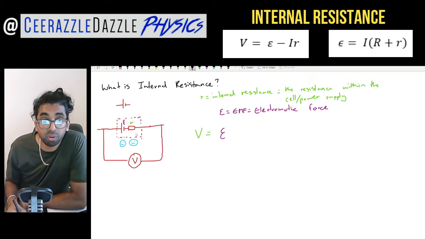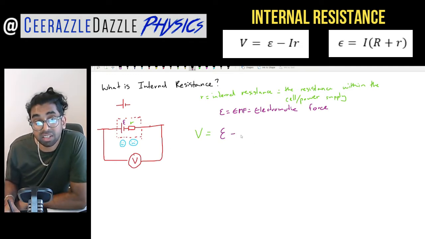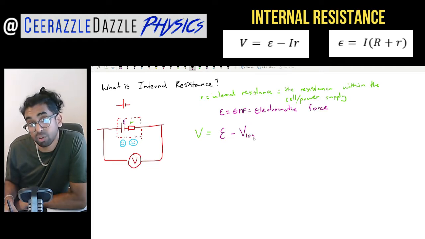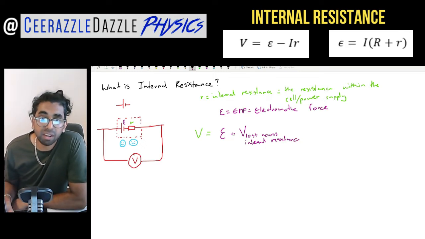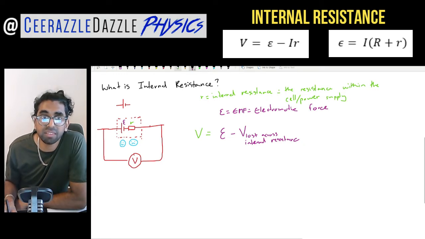So there is some voltage loss across this internal resistance. So we're going to have to subtract the voltage lost across the internal resistance over here. Very good. Okay, so how are we going to get that value of the voltage? How much would that voltage be around there?